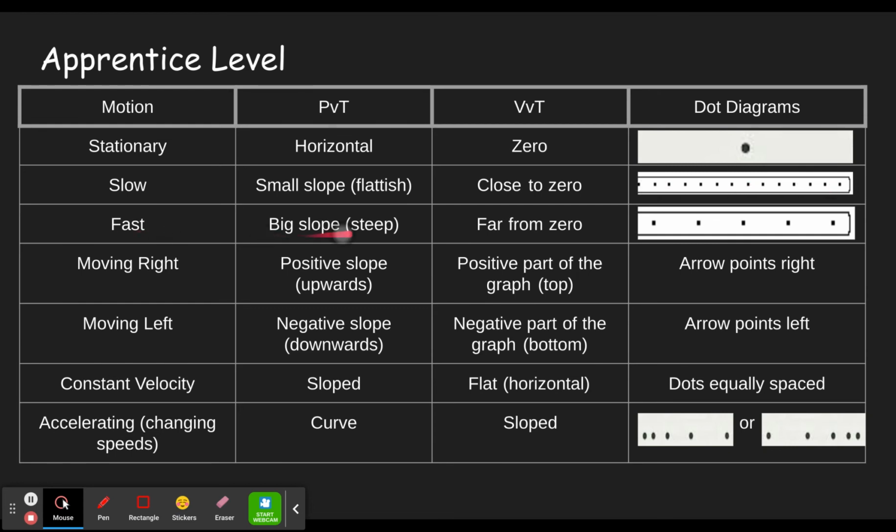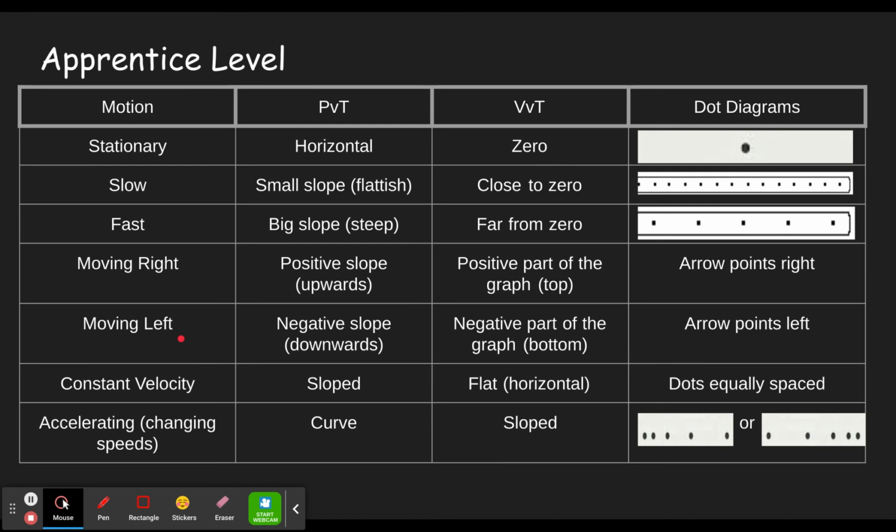If something's moving fast, it's going to have a steep slope on a position time graph. It's going to be far from 0 on a velocity time graph, and the dots are going to be far apart. Again, if this is going too fast, go to those linked videos, and they'll help you understand it in much more detail. If something's moving right on a position time graph, it slopes upwards. On a velocity time graph, it's in the top part of the graph, the positive part of the graph, and in the dot diagram, you'll see an arrow pointing right.